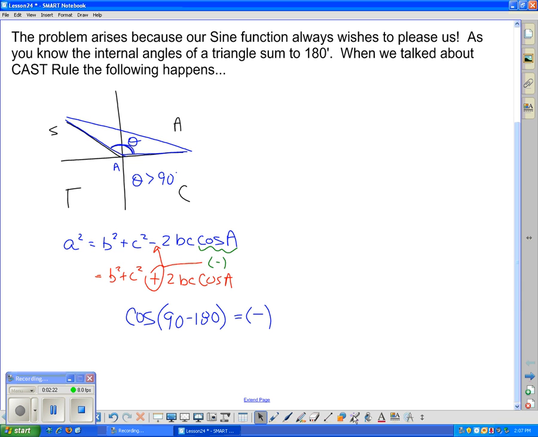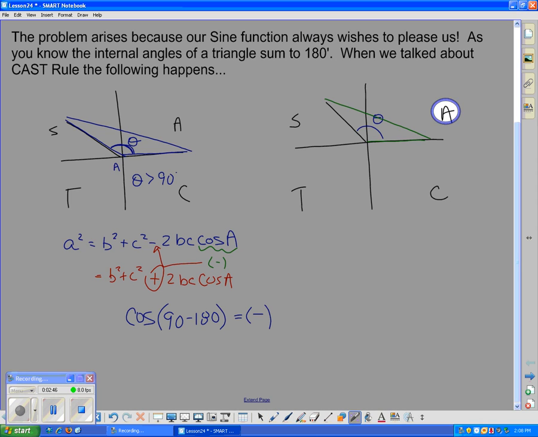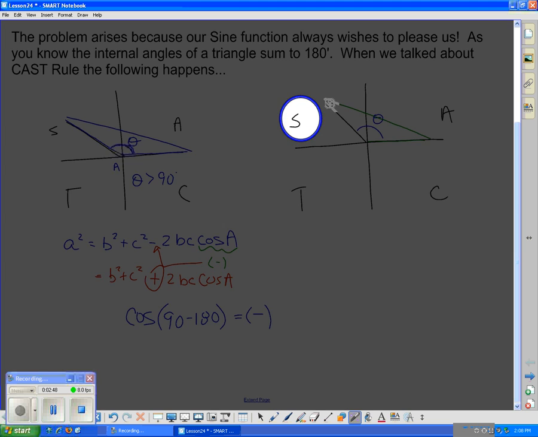Okay? The problem then with sine law, sort of the same setup here, using the cast rule. Again, if I'm in that quadrant, hey, what's happening? So there's theta. If I build a triangle out of it, just to emphasize a point here. Well, sine is positive in both quadrants. Okay? Sine is positive in both quadrants.